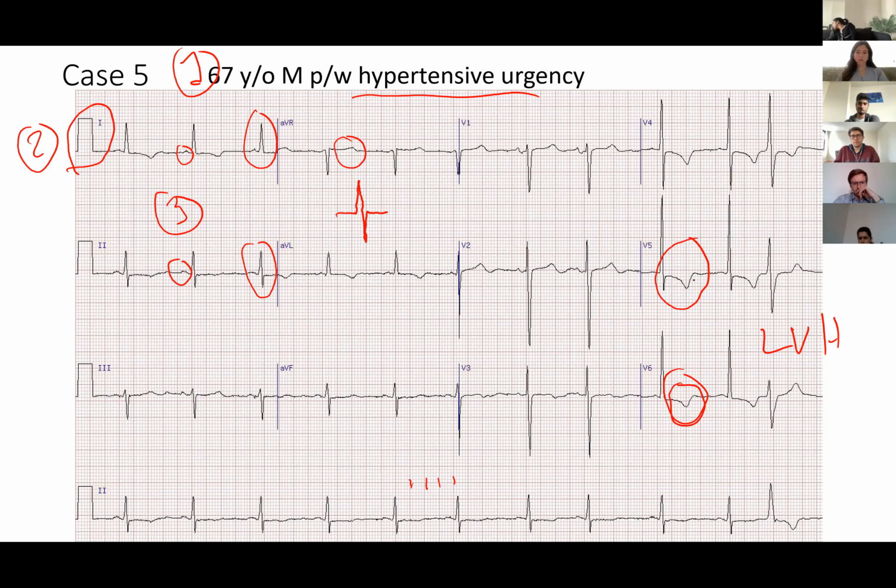So this typical pattern is called LVH with strain, okay? Strain pattern, which is seen in the lateral leads where the voltage is the highest, okay? So V5, V6, 1 and AVL.